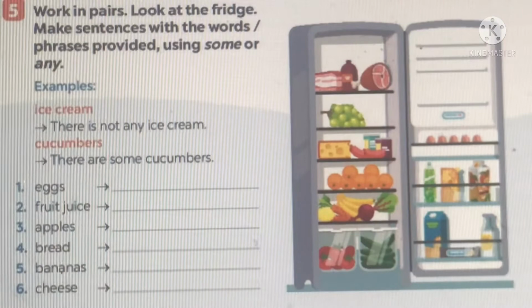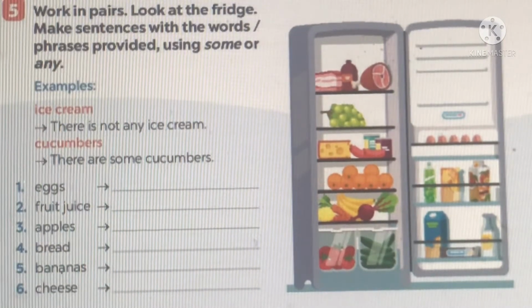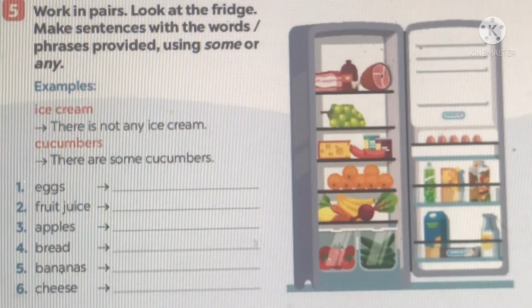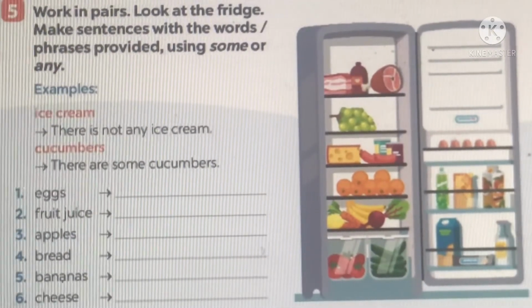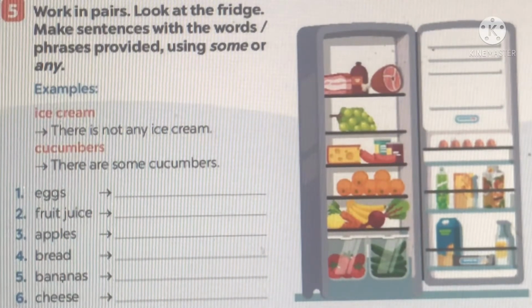In activity 5, work in pairs. Look at the fridge. Make sentences with the words or phrases provided using some or any. For example, there isn't any ice cream. There are some cucumbers. 1. There are some eggs in the fridge. 2. There is some fruit juice. 3. There aren't any apples. 4. There isn't any bread. 5. There are some bananas. 6. There is some cheese.